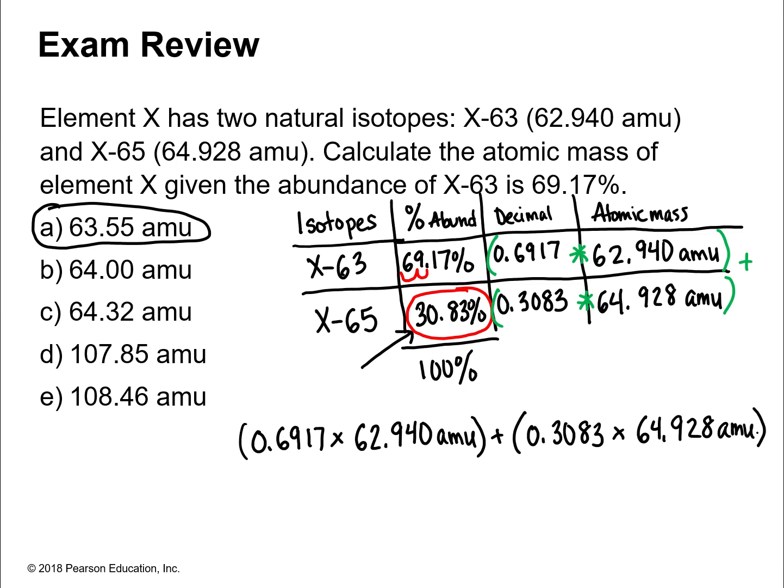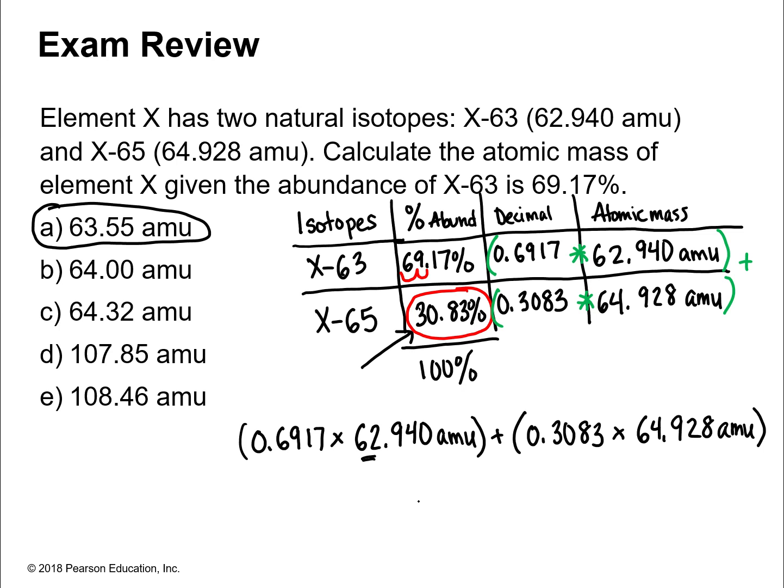So this is what you should be doing in your calculator. And each of these pieces tells you the contribution to the atomic mass from each of the isotopes. You can know just by looking at the percent abundance that the atomic mass that's going to be reported in the periodic table is going to be closer to 62.94 because most of element X is in the X63 isotope form.